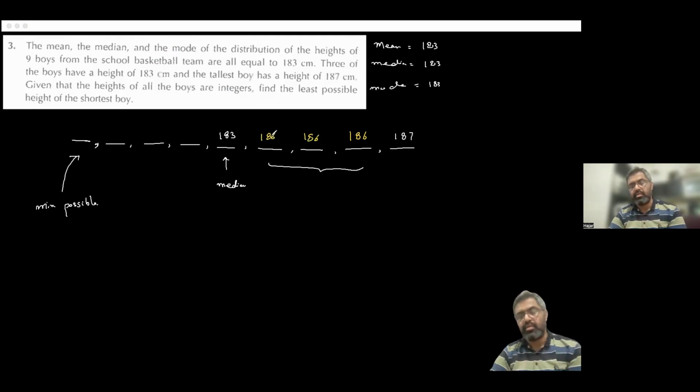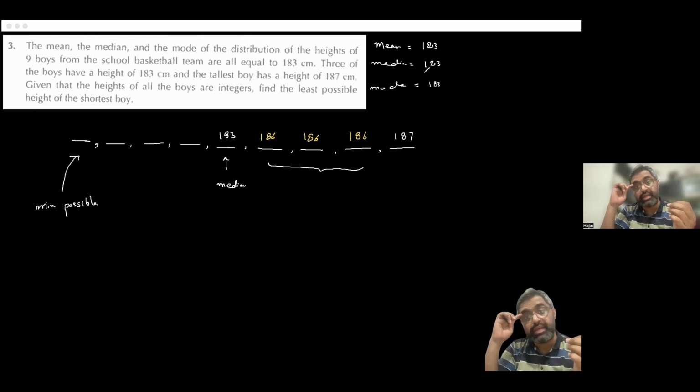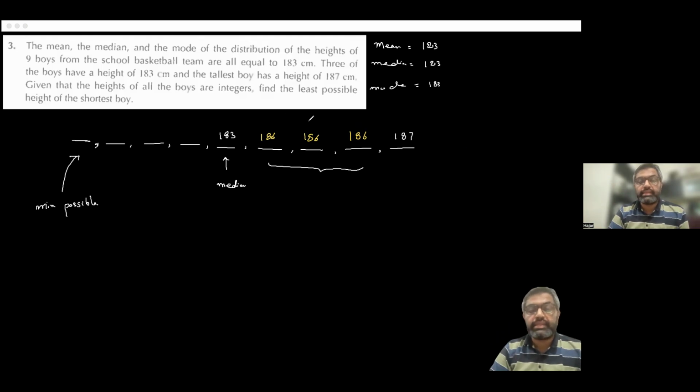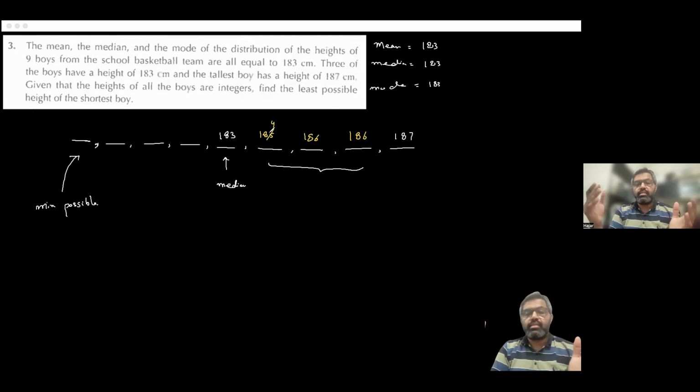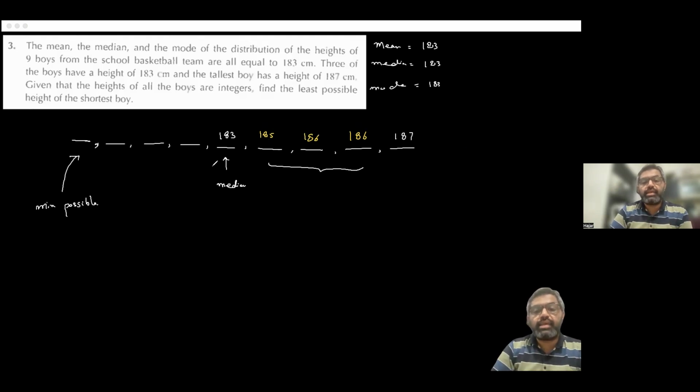We want to maximize all the heights, but we cannot put 186 three times, because the median value is 183 and there are 3 people who have the height 183. So the most frequent number is 183, and no other number can have 3 occurrences. Otherwise, we will have 2 modes. So 186 we can have at most 2. Over here, we can have either 185 or 184. If we put 184, the height will be less. We want to maximize the height for the rest of the people so that the shortest boy has minimum height. So we keep it 185.